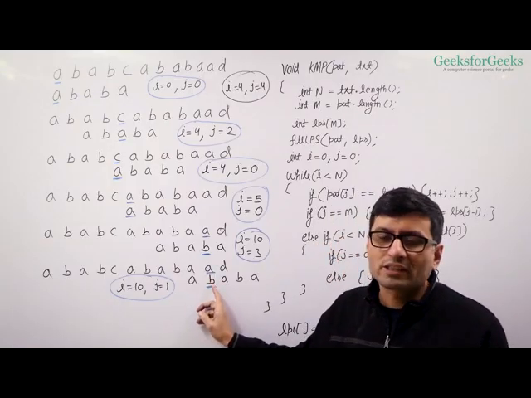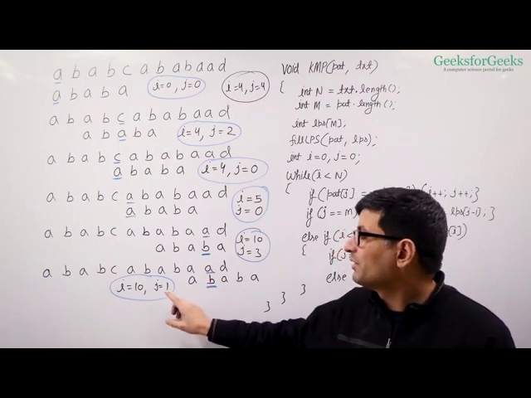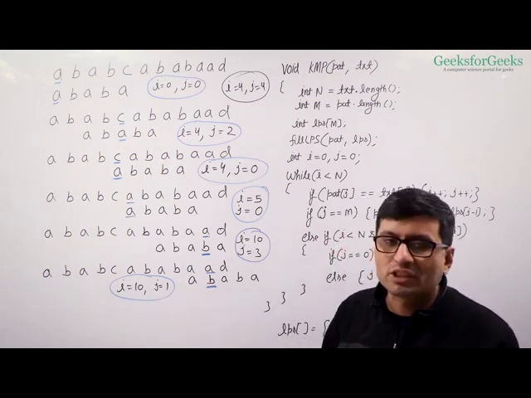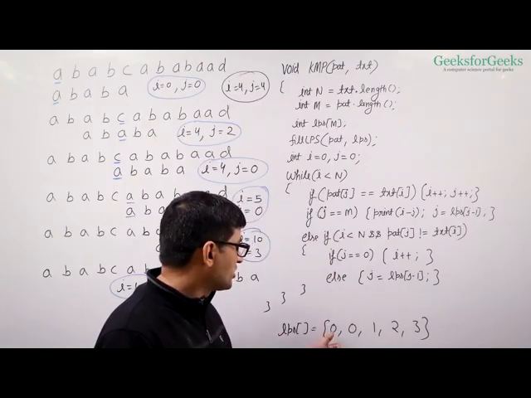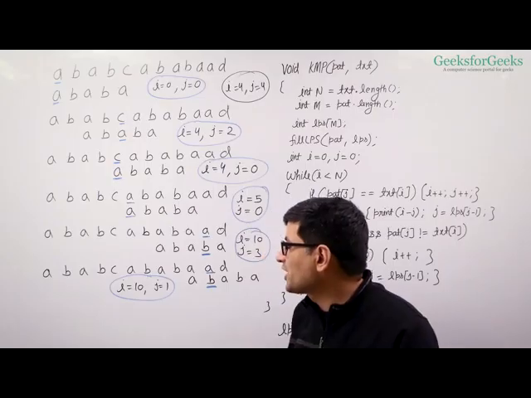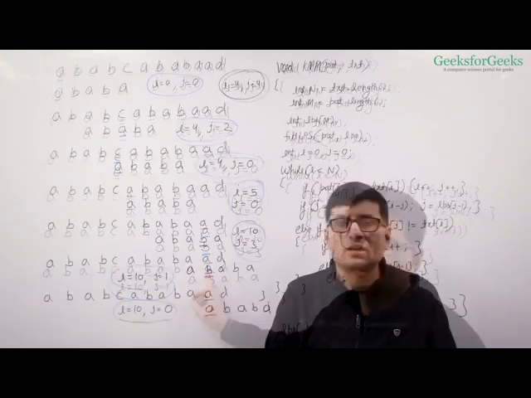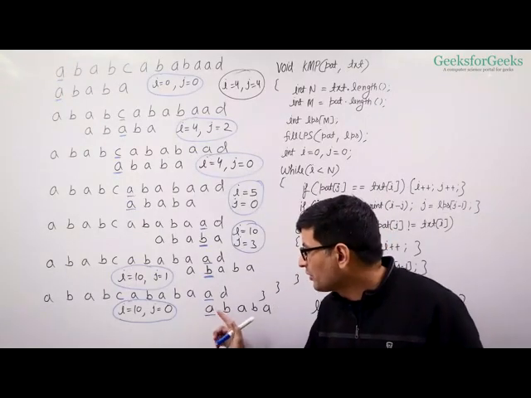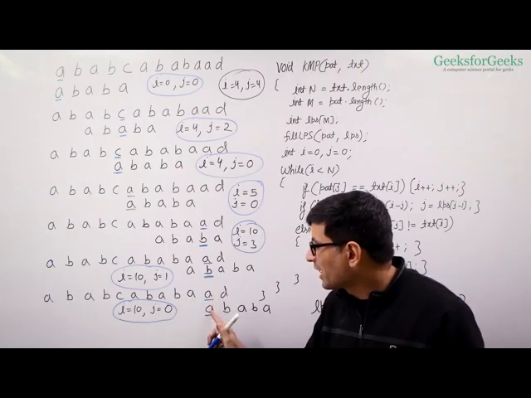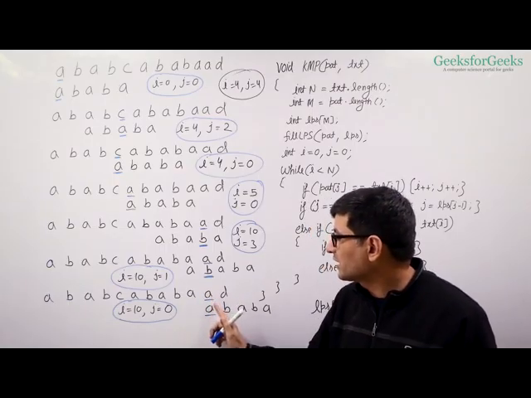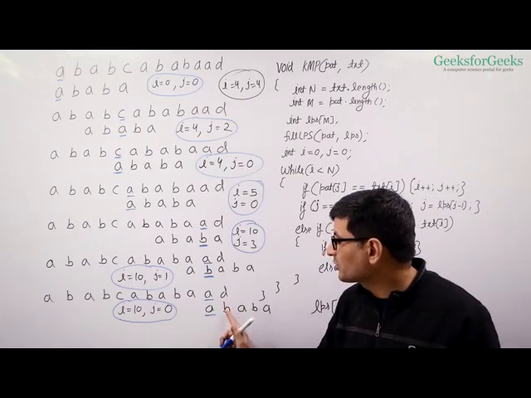These two characters again do not match. So we are going to consult the LPS array. We are going to look at LPS of j minus 1, which is LPS of 0. And LPS of 0 gives us 0. So we are going to make j equal to 0 now. And we are going to keep i as 10 only. Now I have aligned i equal to 10 and j equal to 0. At this point, they are matching. So we do i plus plus and j plus plus. Our new i becomes 11 and j becomes 1.